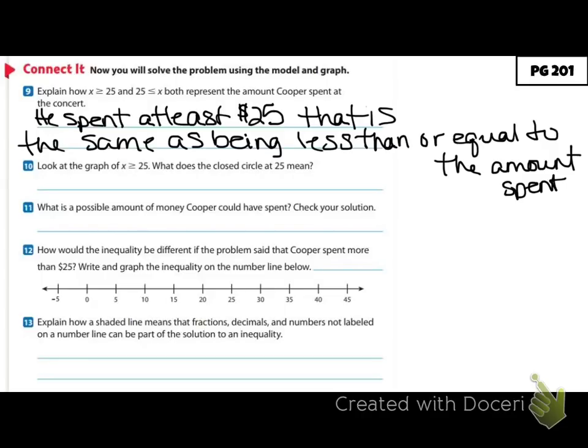So, number 10 says, look at the graph of x is greater than or equal to 25. What does the closed circle mean at 25? Well, that means that it's included. X can be equal to 25.